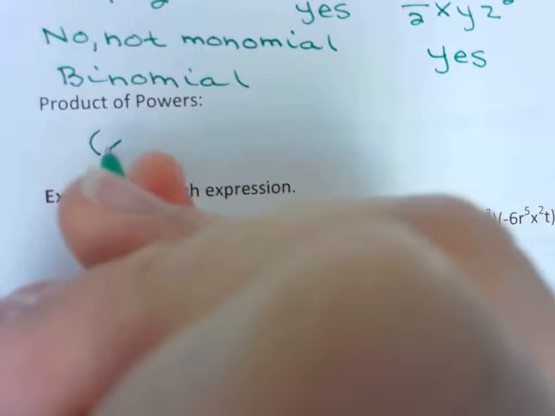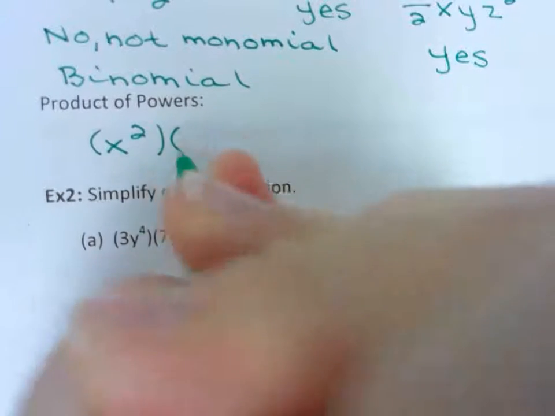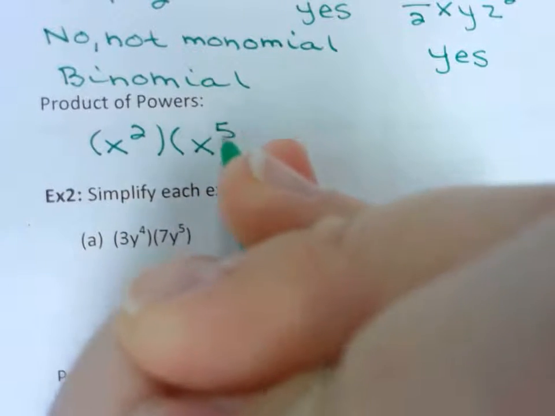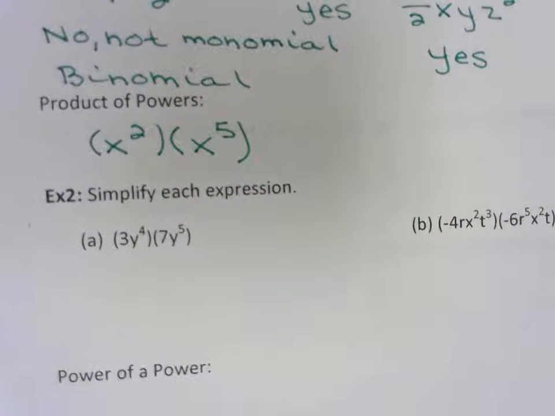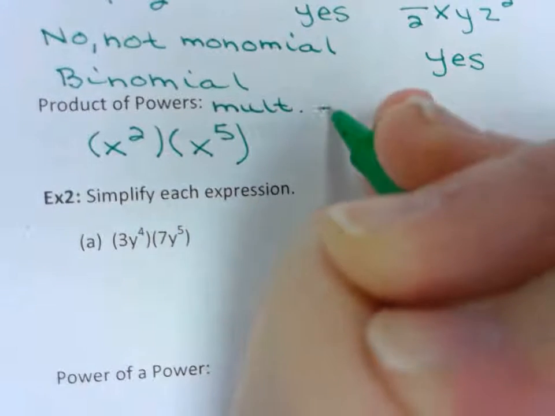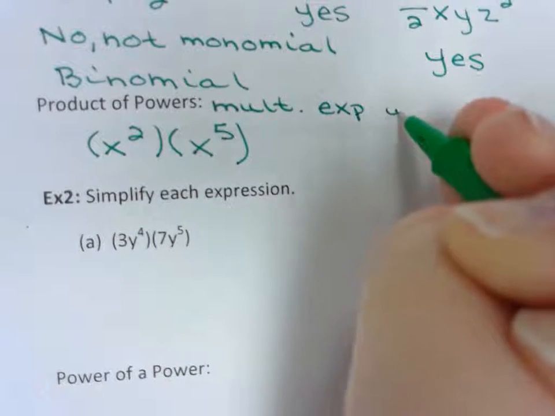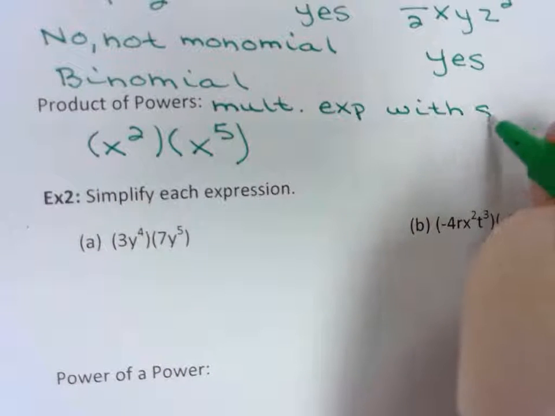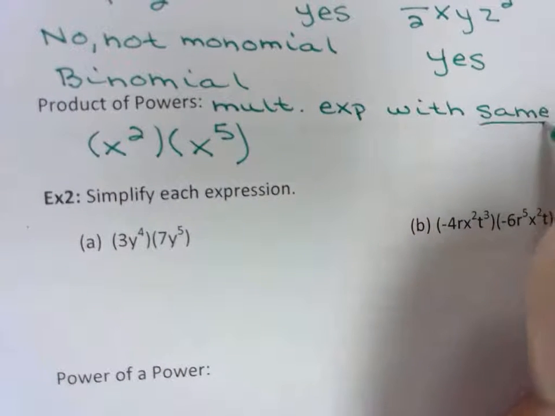So I'm multiplying exponents. So if I have something like this, x to the 2nd times x to the 5th, I am multiplying exponents. Don't make this harder than it is. I know this is kind of weird, but the product means multiplying, the power means I have exponents. When I am multiplying exponents, they have to have the same base.